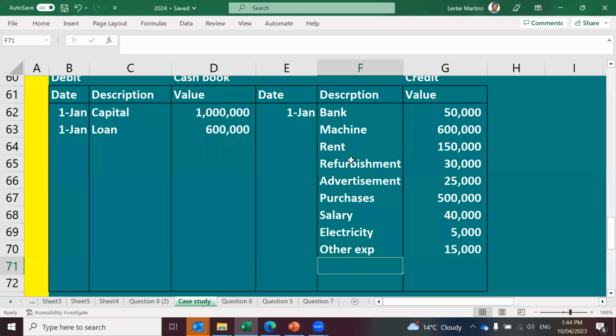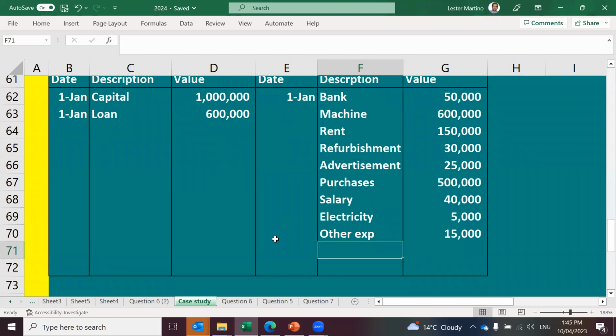So if you receive money, you debit your cash book and credit the corresponding accounts. So capital is a credit, loan is a credit, cash book debit. And if you pay, cash book credit, the corresponding item debit. When you deposit money in a bank account, bank debit, cash credit. If you purchase a machine, machine debit, cash credit. If you pay rent, rent expense debit, cash credit. Likewise. Okay, so shall we balance it?